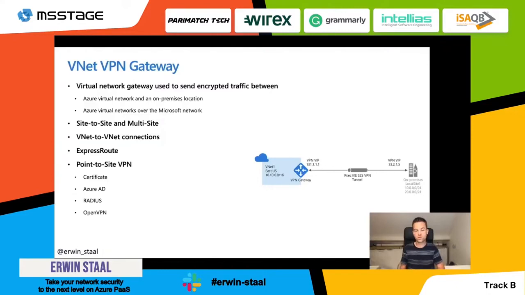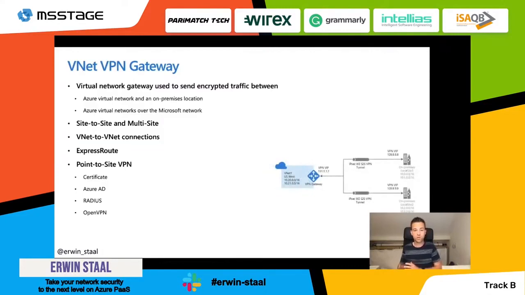And that VPN gateway is a service in Azure that can be used to send encrypted traffic between your Azure network and your on-premise location, or between different Azure networks around the globe. So in this particular example, it's been used to send traffic between your on-premise location and a VPN gateway, and your subnet. So this is an example of a multi-site connection. You can also do that if you have multiple offices around the world.